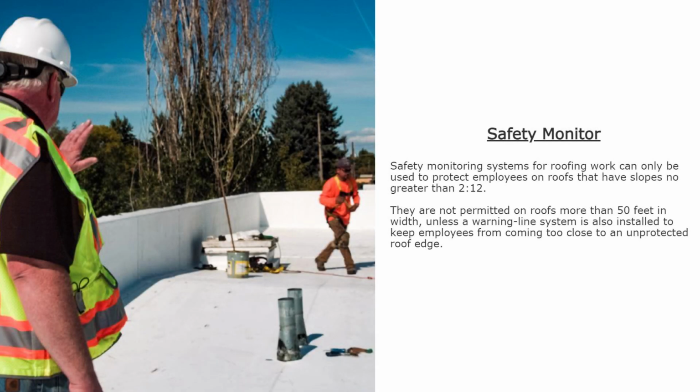Safety monitor. Safety monitoring systems for roofing work can only be used to protect employees on roofs that have slopes no greater than 2:12. They are not permitted on roofs more than 50 feet in width unless a warning line system is also installed to keep employees from coming too close to an unprotected roof edge.